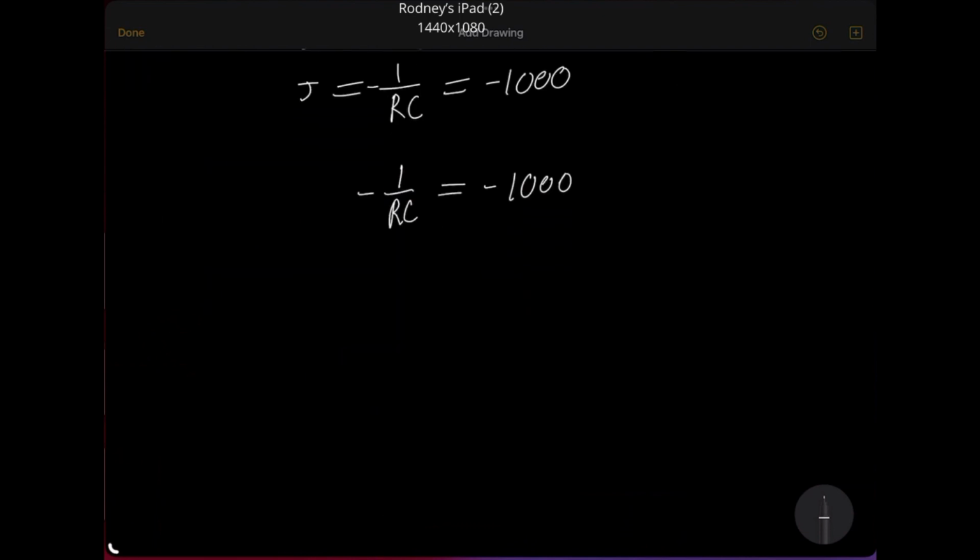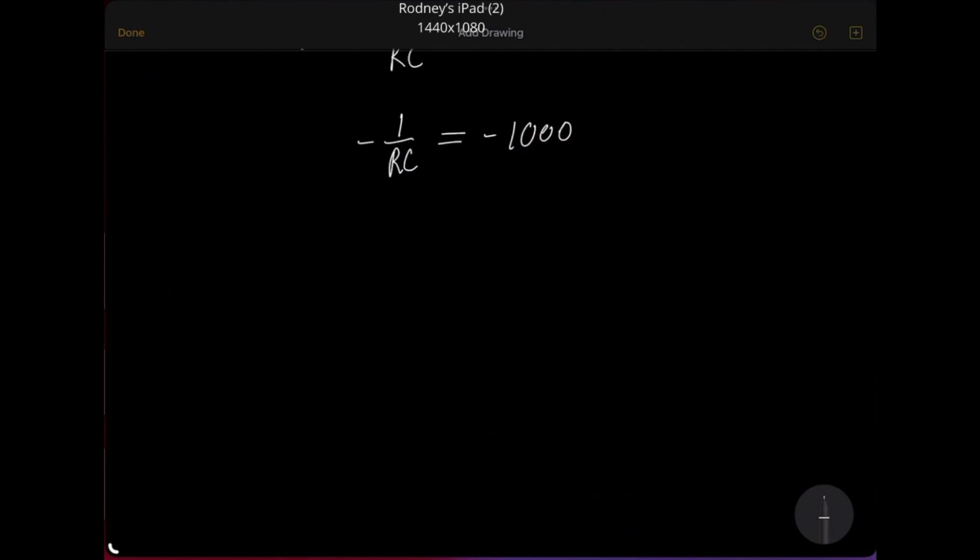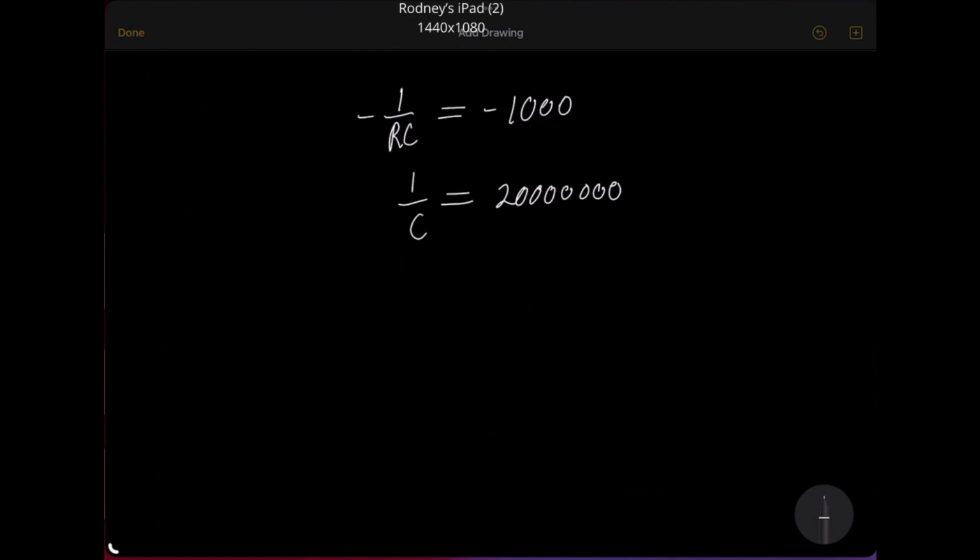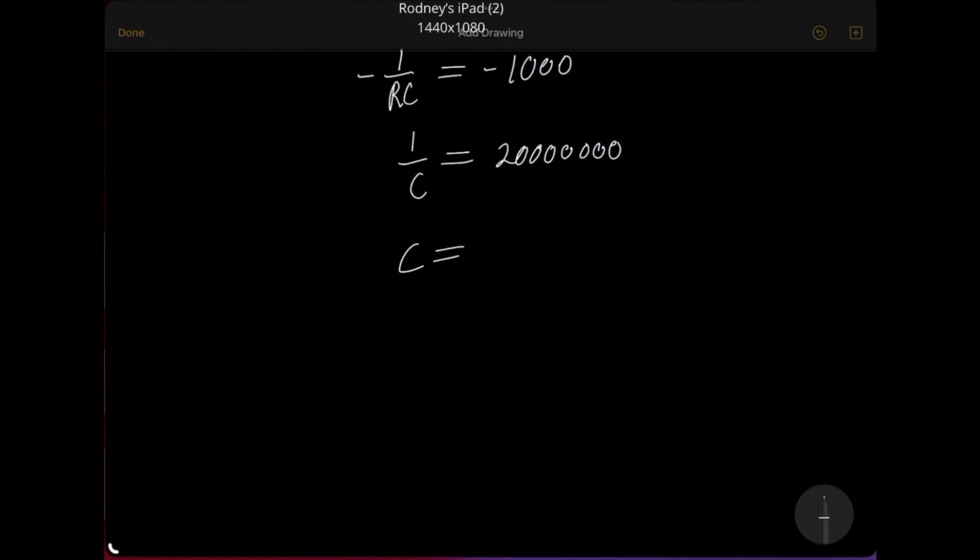Tau is equal to RC, and you get 1 over negative RC. So, we're going to set up as shown. We know R now. We're going to multiply that over. So what's negative 1,000 times negative 20,000? We get a big number. We're going to get 20 million is equal to 1 over C. And we're going to grab the reciprocal of both sides, and we'll get C is equal to 5 times 10 to the negative 8. That is our capacitance value.